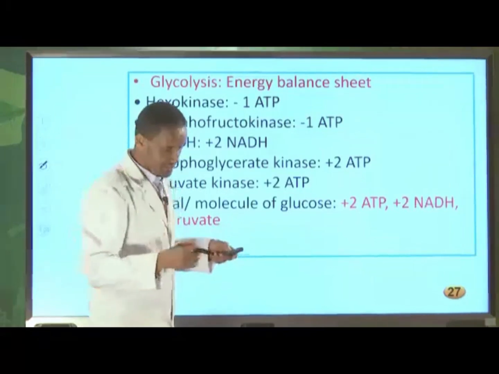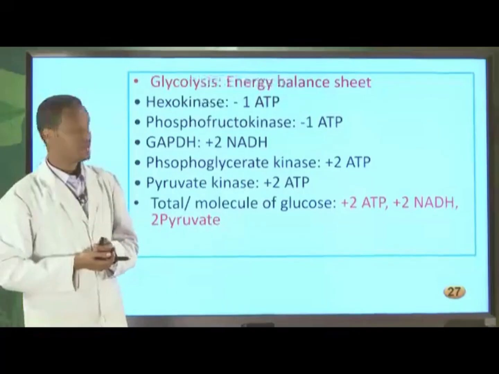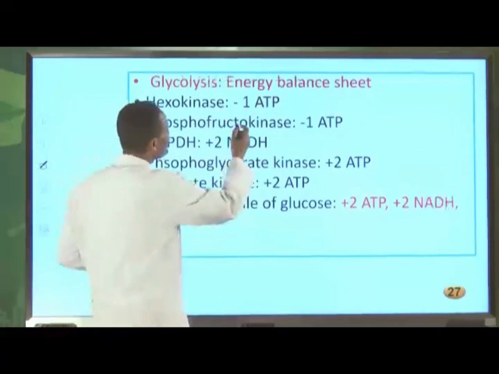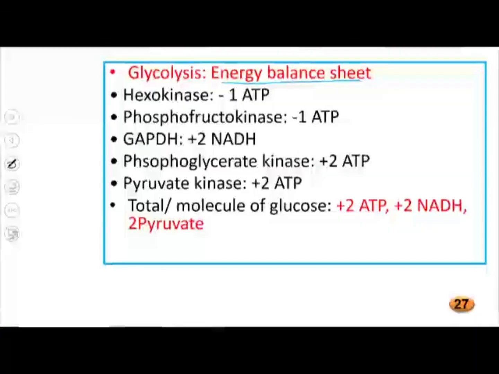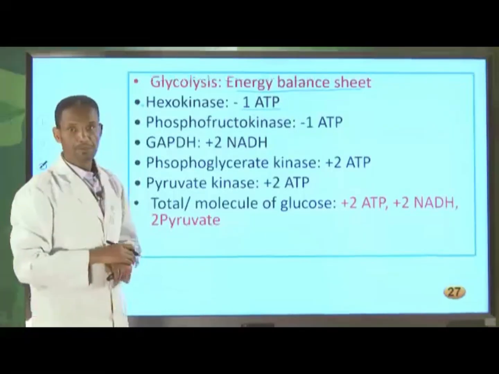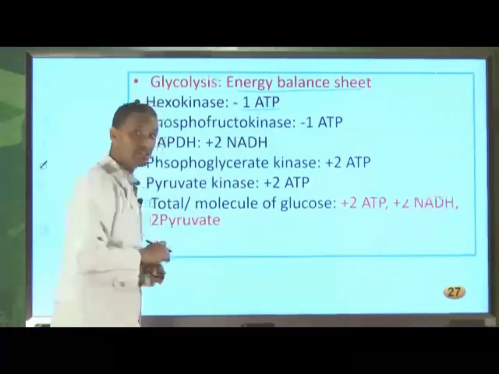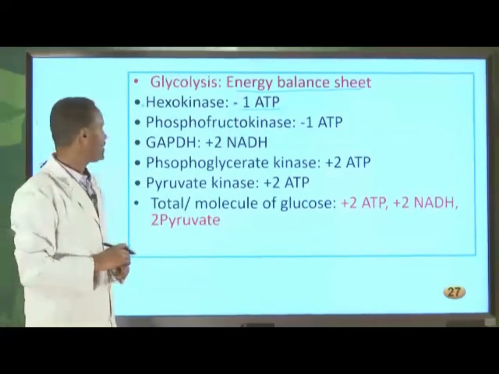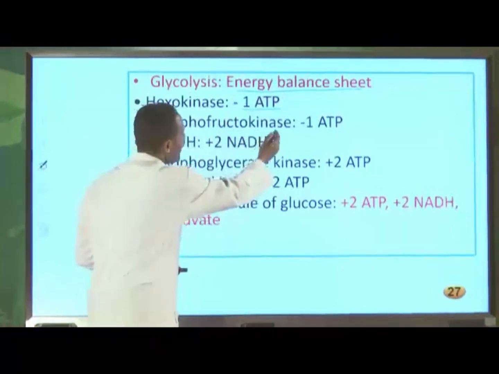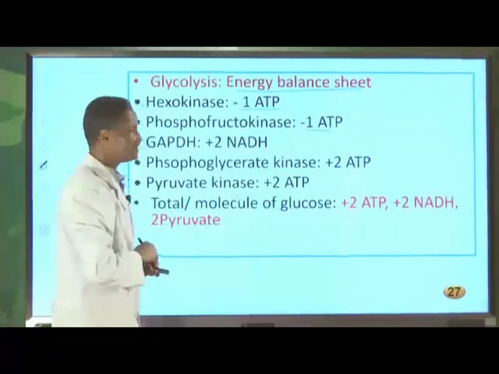We have seen the series of reactions that take place in glycolysis. Now let me show the glycolysis energy balance sheet. Here, with hexokinase, in the first stage of breakdown of glucose into glucose 6-phosphate, the cell consumes 1 ATP molecule. Negative shows the consumption of 1 ATP molecule. And again, phosphofructokinase consumes 1 ATP molecule.